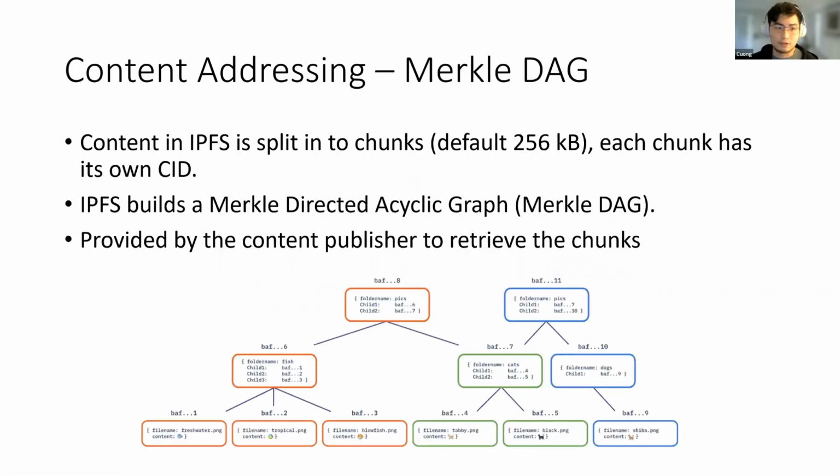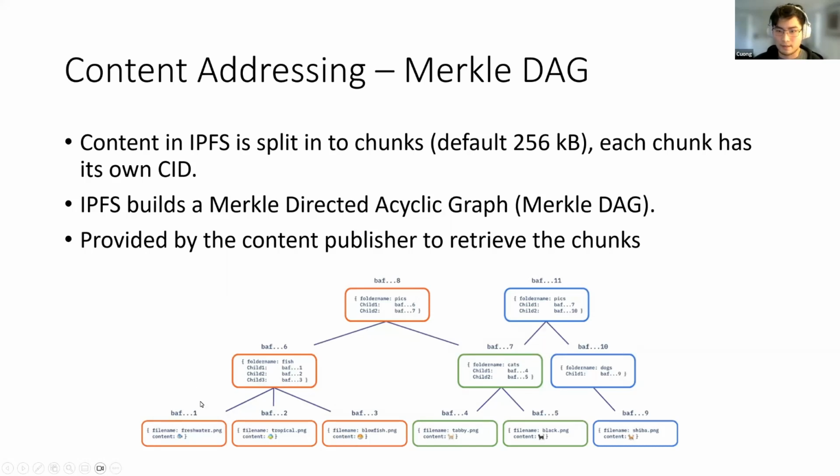When a file is added to IPFS, it is split into chunks of 256 kilobytes by default. And each chunk is also assigned its own CID. IPFS builds a Merkle directed acyclic graph, or a Merkle DAG, over the file. And this Merkle DAG is here. I'm showing an example. So the leaves are the hashes of the individual chunks of the files, and the inner nodes are the hashes of the children.